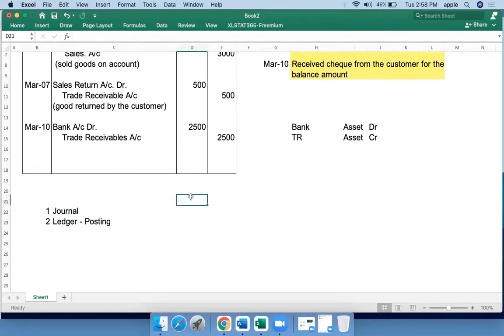Usually business people record transactions every day, but they do ledger posting weekly. But nowadays people are using software and computers, so the moment you record a transaction in the journal, ledger posting is done automatically. Nowadays advanced systems are there, so you need not worry about ledger posting.